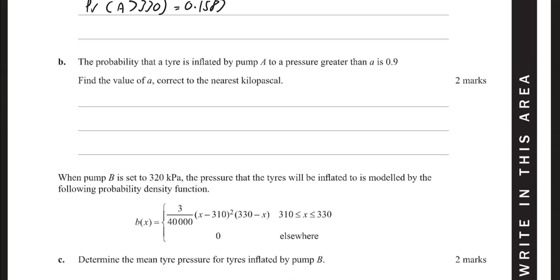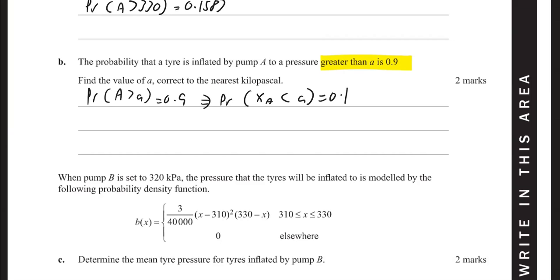Part B. Now we want to find the probability of this pressure greater than a equals 0.9, and that is PR x of A is greater than little a equals 0.9, and that is PR x of A is less than a equals 0.1. So now you can use inverse normal. And once you use it, you get a equals 307.184. But you can round it to the nearest kilopascal. So that's 307 kPa.